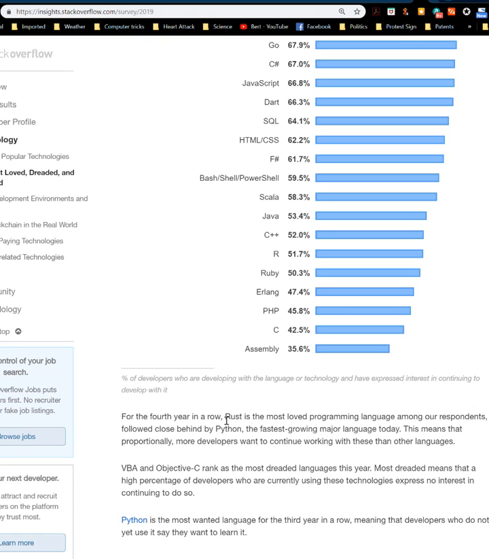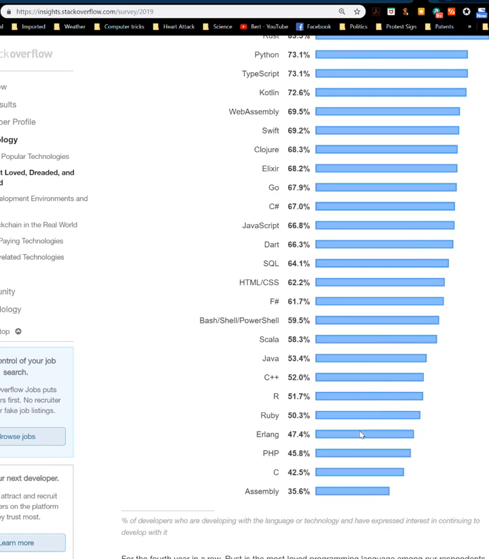Rust, how many people use it? Hardly anybody. Python, shit tons of people use it, and it's growing. So that's interesting.